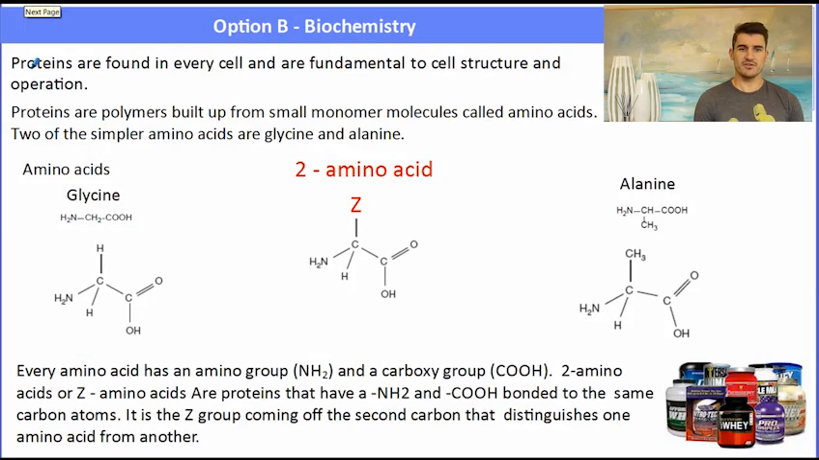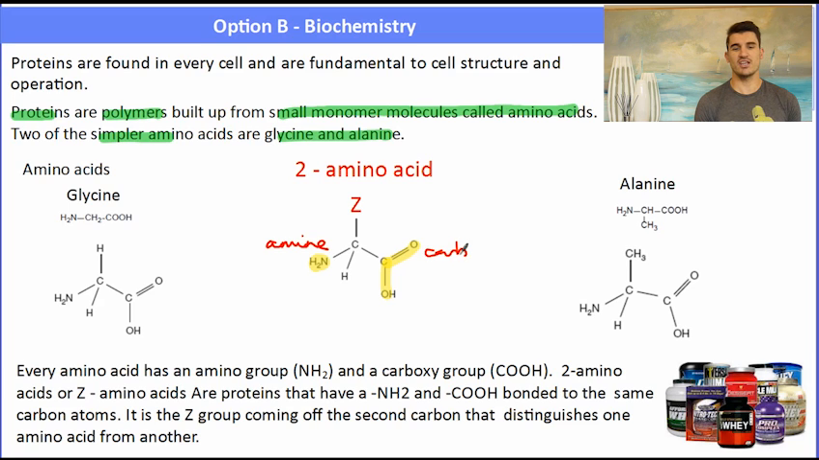Proteins are found in every cell and are fundamental to cell operation. Proteins are polymers and they're made from smaller monomer units called amino acids. 2 of the simpler amino acids are glycine and alanine, which are on the page. An amino acid always has an amine group and a carboxy functional group.